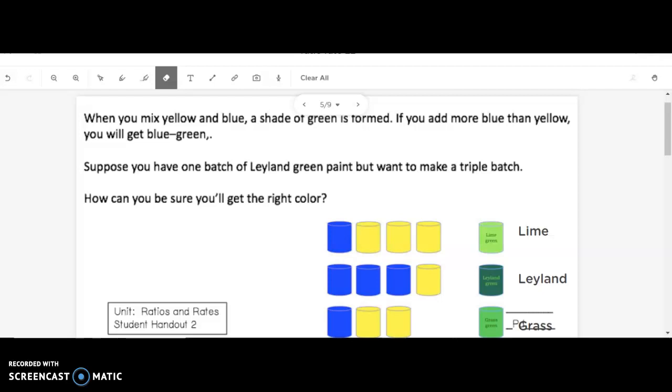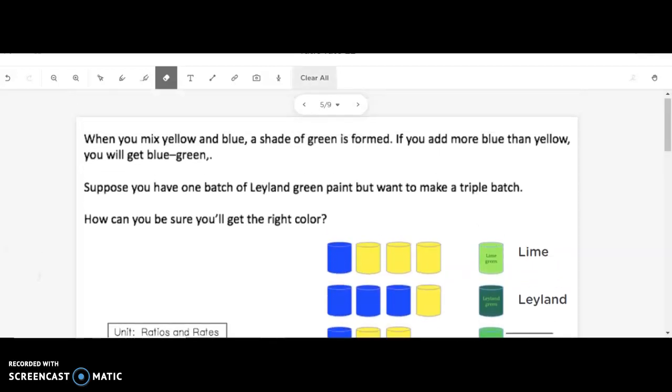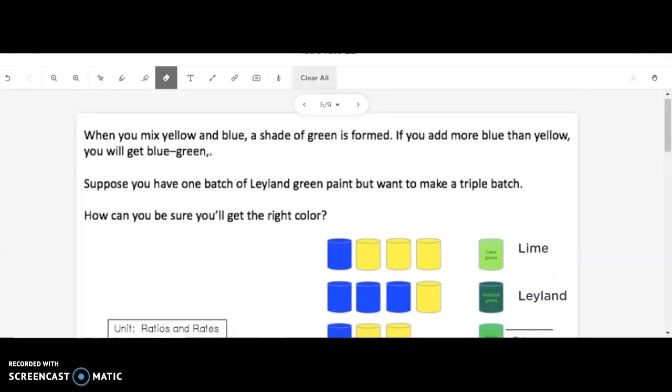Hey everyone, today we're going to talk about ratios, what they are and how we use them in the real world and how to write them. Here's an example that I came up with. It's about paint. When you mix yellow and blue, a shade of green is formed. If you add more blue than yellow, you will get blue-green.